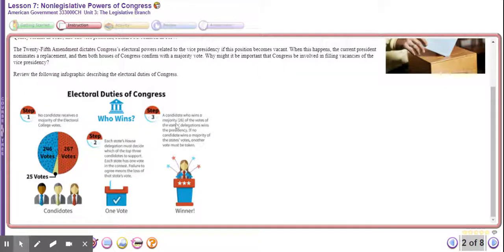Okay, and step three: a candidate who wins a majority of the votes of the state's delegations wins the presidency. And if no candidate wins a majority of the state's votes, another vote must be taken. They keep doing it over and over and over again until one of these candidates would win. Okay, it's kind of confusing, but it'll make a little more sense when we talk about the electoral process in a future unit.